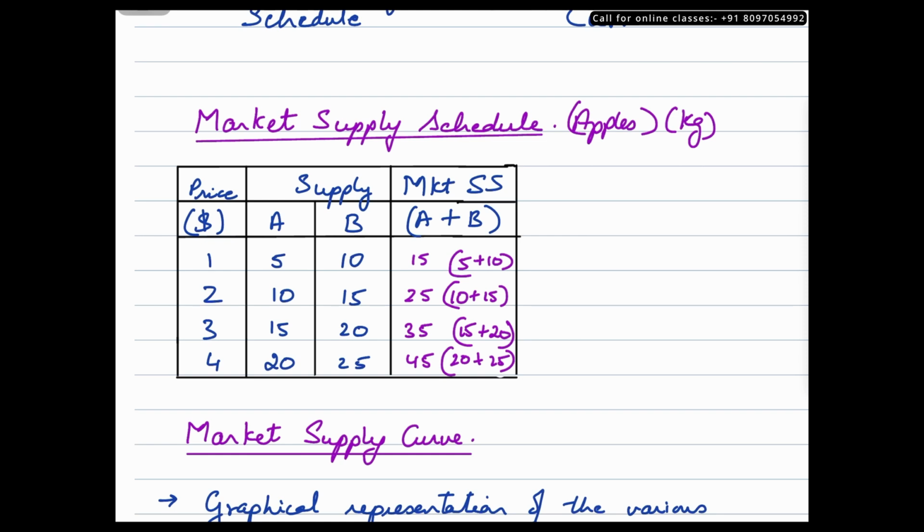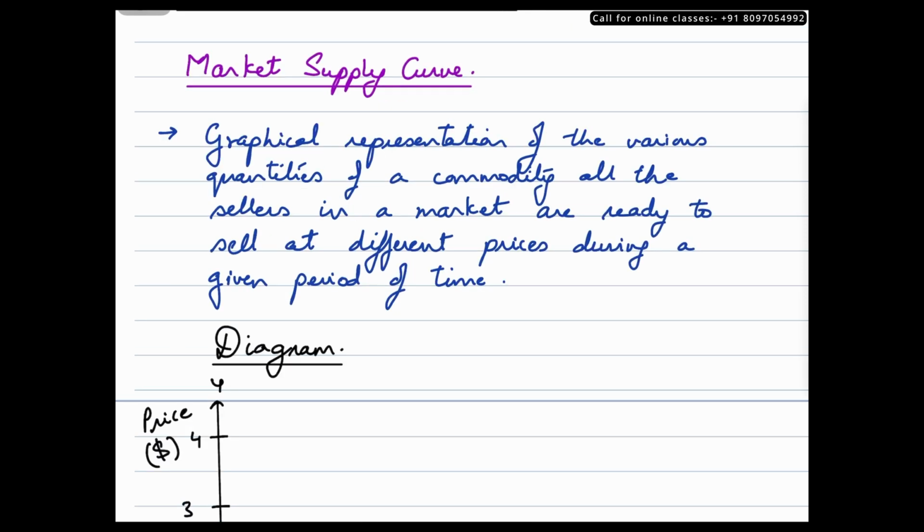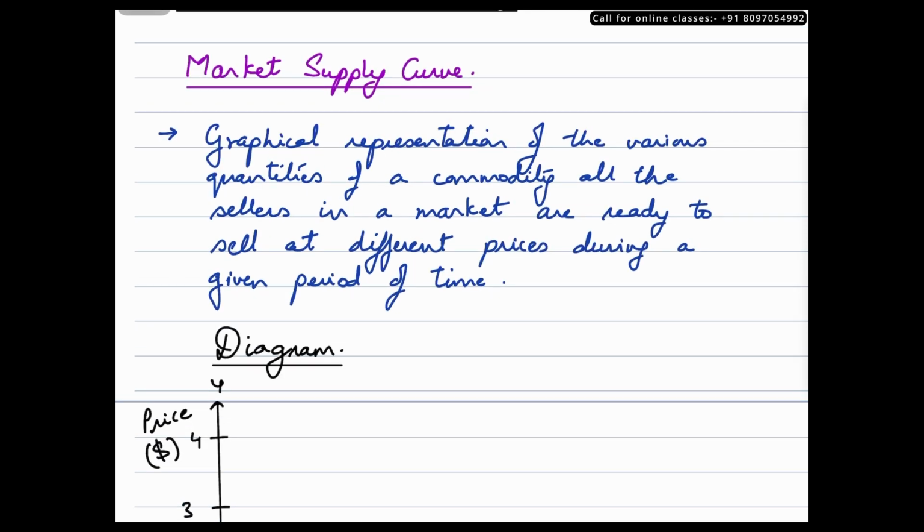Alright, so what is a schedule? It's a tabular representation of various quantities that all the sellers in the given market are willing to offer for sale at various prices. Alright, let's take a look at the market supply curve. I've already written the meaning of it. It's a graphical representation, just like the schedule was a tabular representation. The curve is a graphical representation of the various quantities of commodities all the sellers in a market are ready to sell at various prices during a given period of time.